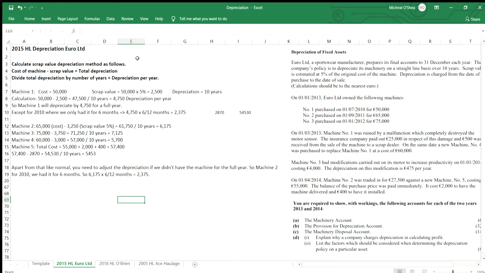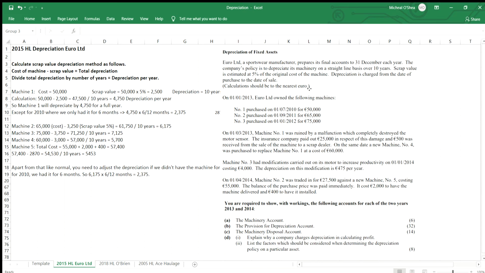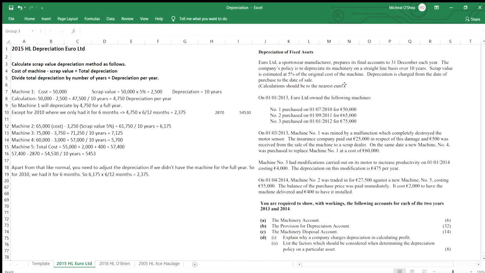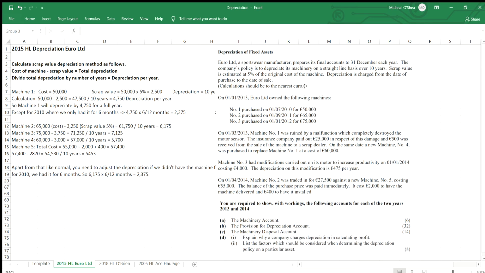This is our next depreciation question. Now, this question is quite different to the ones that we've seen before. If we just focus on reading the question here, we can ignore, I'll still leave it here, but we'll ignore everything else that's going on.